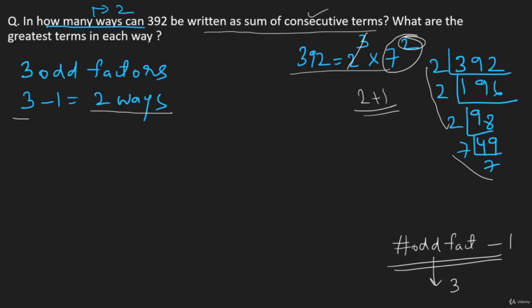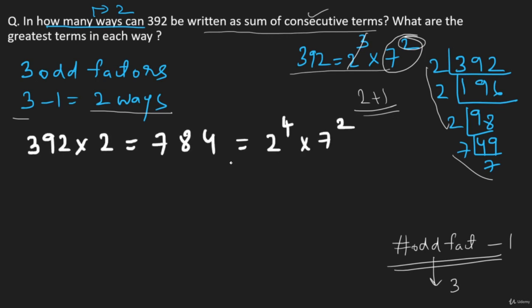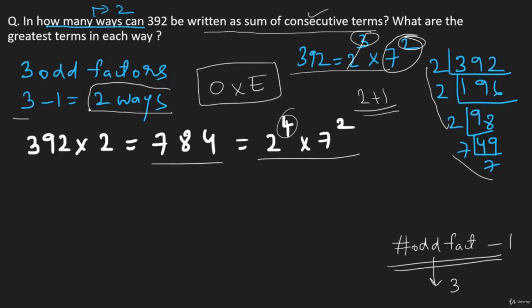Alright. Now the next step is we need to multiply 392 with 2, which gives us 784, or that's equal to 2 to the power 4 into 7 square. Over here you can see you have 2 to the power 3. So if you multiply this with 2, you will get 2 to the power 4 into 7 square. Now we need to find the ways in which 784 can be written as odd into even. Now there will be 2 ways, as per what we've got over here, in which you can do that.